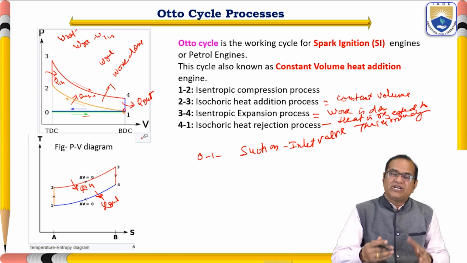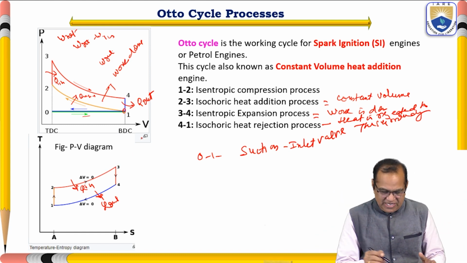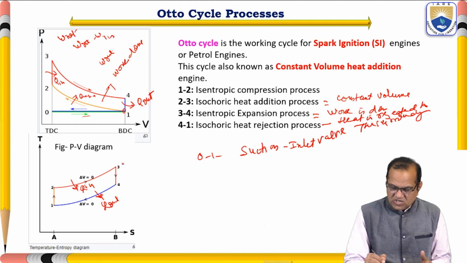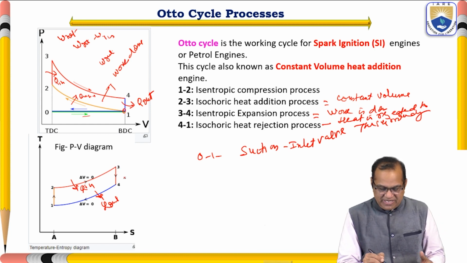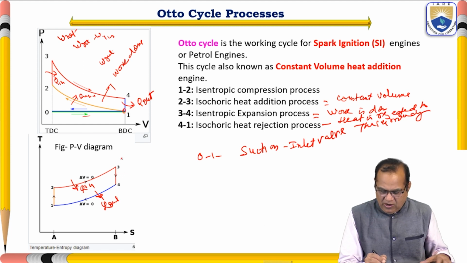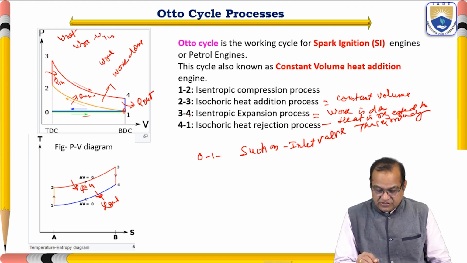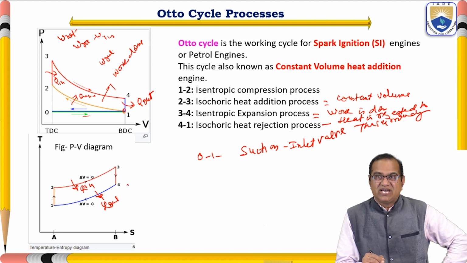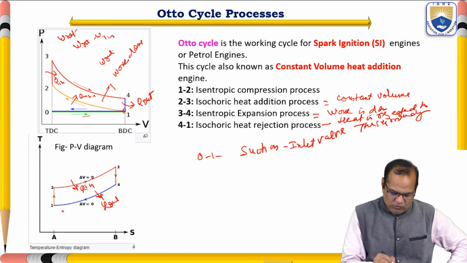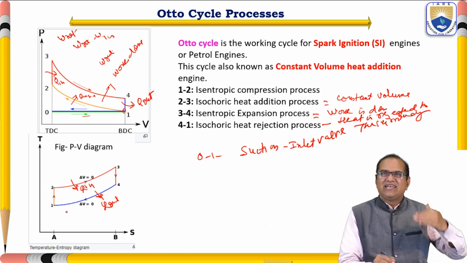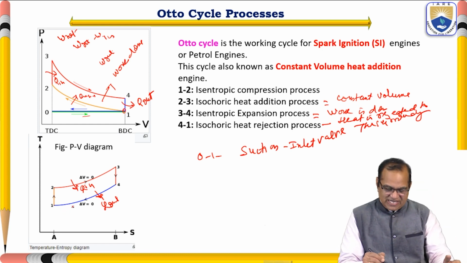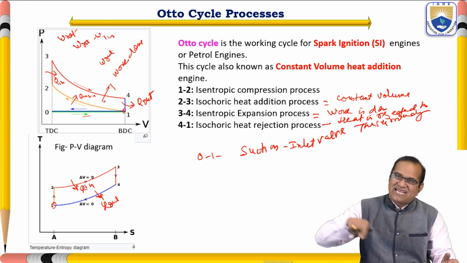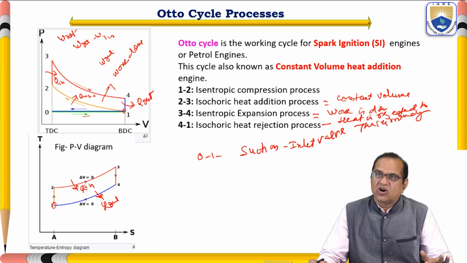Then 3 to 4, the gases are expanding. So here in 3 to 4 expansion is taking place, work is done, and the 4 to 1 is blue color. This blue color indicates that the heat is rejected and again it has reached its equilibrium or the first state. So one whole cycle is completed. This is called the Otto cycle.